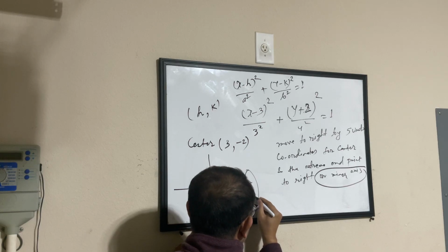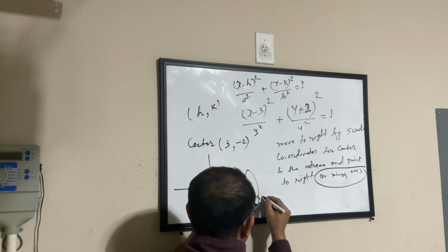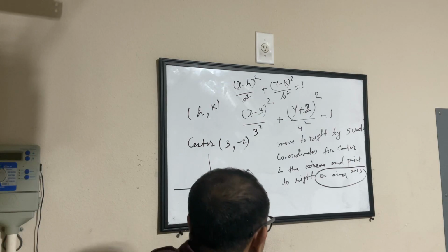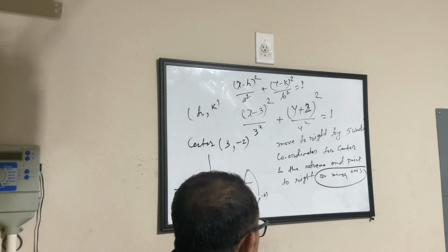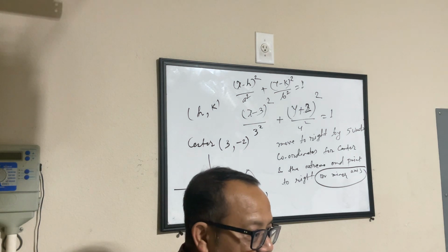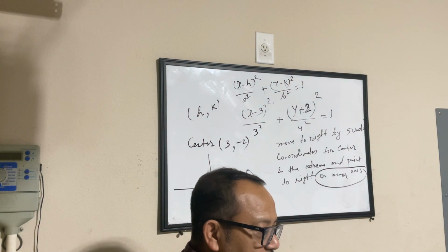So 3 became 3 plus 5, as you were saying, Chris. Yeah? So this became 3 plus 5, or 8, minus 2. So this is my new coordinates of the center. Yeah?